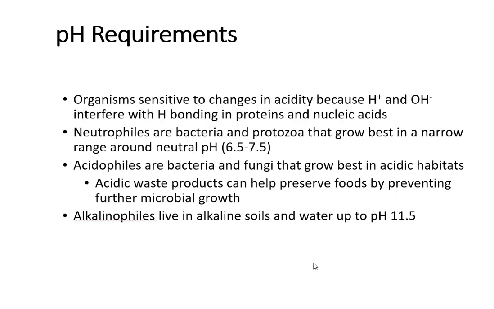The acidophiles, they grow best in acidic environments. So you can use them to clean up waste products, and they help preserve foods by preventing microbial growth in pickling and that sort of thing. Guys that like the bases, they live in alkaline soils and water up to 11.5. That's very alkaline. So you can get guys that can grow in these really extreme conditions. Okay.